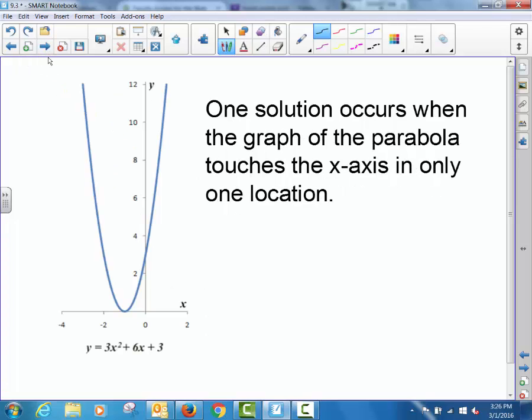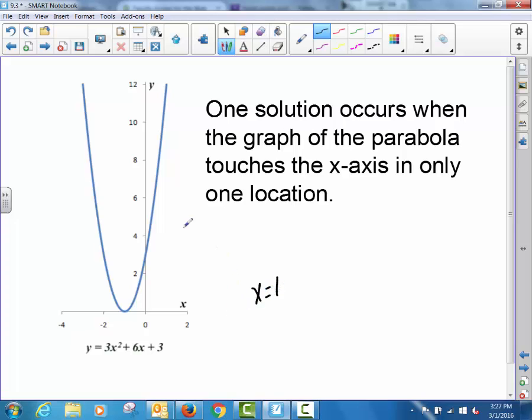One solution occurs when the graph of the parabola touches the x-axis in only one location, like this. This one only touches in one location. It touches at 1. So the answer for this one would be x equals 1.